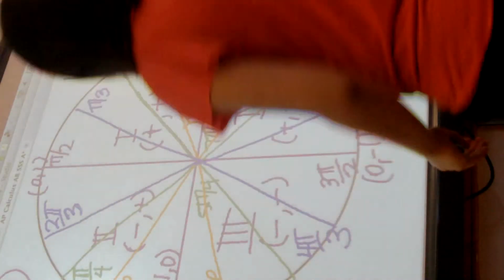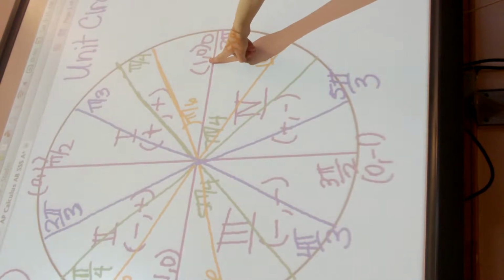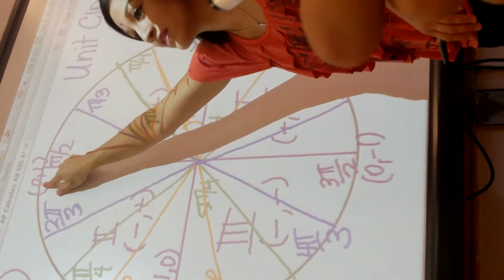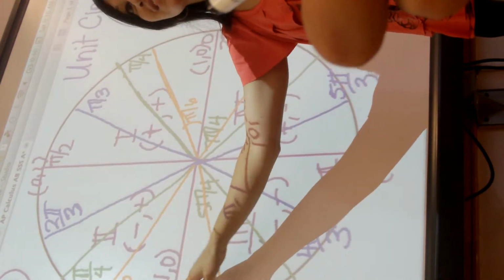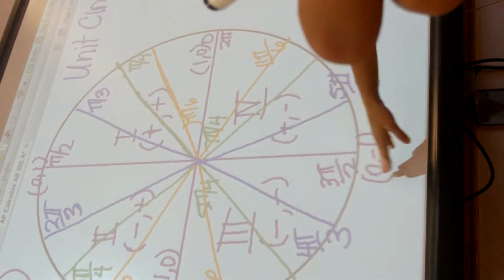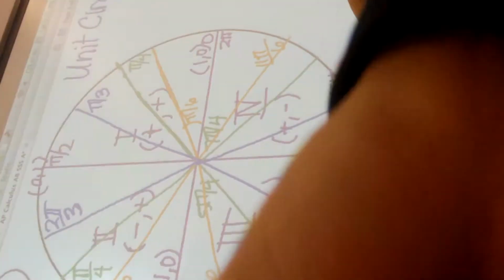This way you know what part of the point goes with what. X goes with cosine, Y goes with sine. So here, cosine of 0 is 1. Sine of 0 is 0. Cosine of pi over 2 is 0. Sine of pi over 2 is 1. Cosine of pi is negative 1, sine of pi is 0, and then cosine of 3 pi over 2 is 0 and sine of 3 pi over 2 is negative 1.